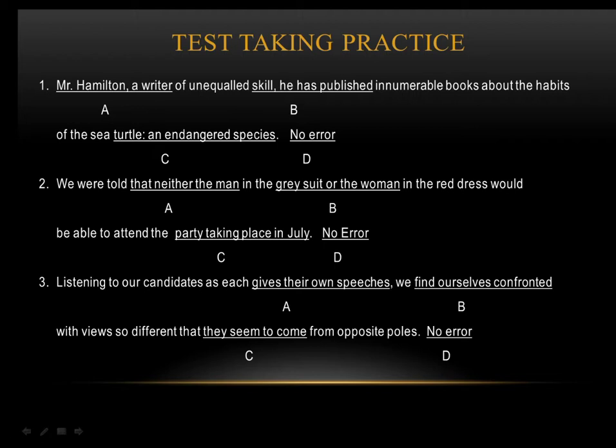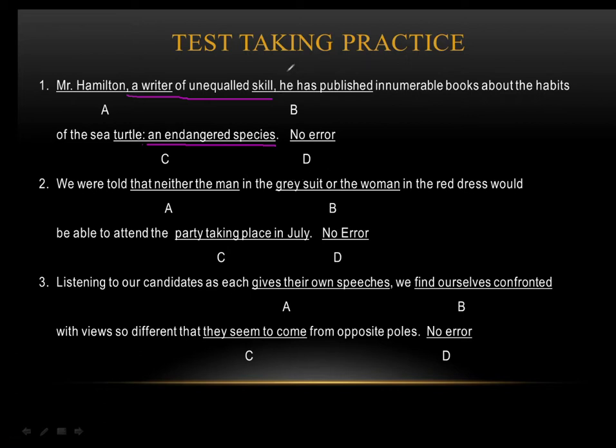Let's start with number 1. Mr. Hamilton, a writer of unequal skill, he has published innumerable books about the habits of sea turtles, an endangered species. Well, I see an appositive here, a writer of unequal skill, so let's see if that's correct. We don't need it. We have his name. There are commas there, so we're okay with that. Then he has published innumerable books about the habits of the sea turtle, an endangered species. Here's another appositive. It is at the end of the sentence, so the colon is correct there.